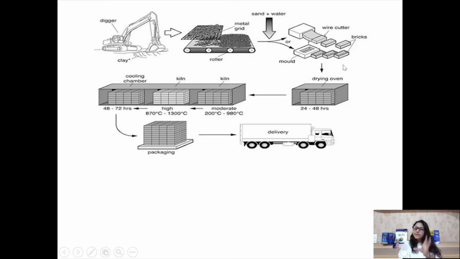After that जो ये bricks हैं, they will be transferred to a drying oven for 24 hours to 48 hours. Then afterward the next stage is the kiln, where you can see the moderate temperature and high temperature, and then there is a cooling chamber where the bricks are kept for 48 to 72 hours. Fine. And then the stage is packaging and delivery, and you can see a big truck here.